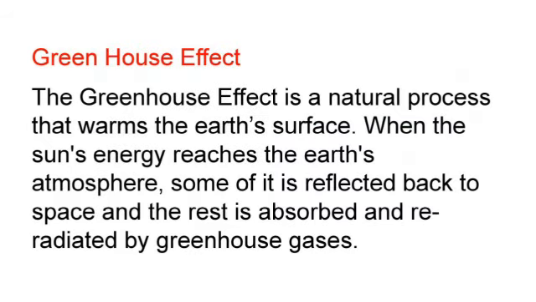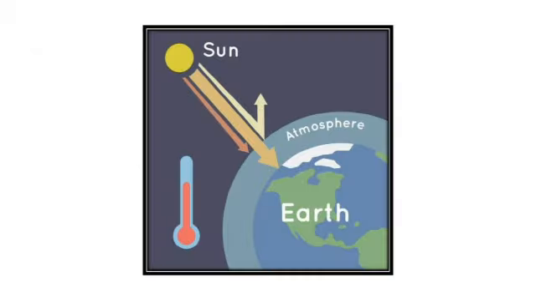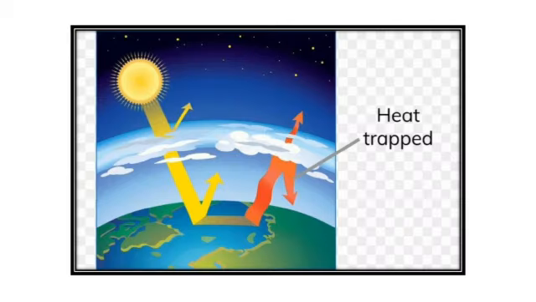Now, the next topic is the greenhouse effect, which is one of the main reasons for global warming. The greenhouse effect is a natural process that warms the Earth's surface. So, the normal warming done by greenhouse gases is very much required for the normal functioning of life. When the sun's energy reaches the Earth's atmosphere, some of it is reflected back to space, and the rest is absorbed and re-radiated by greenhouse gases. So the solar radiation reaches the Earth's atmosphere, and some of this is reflected back into space. The rest of the sun's energy is absorbed by the land and the oceans, heating the Earth.